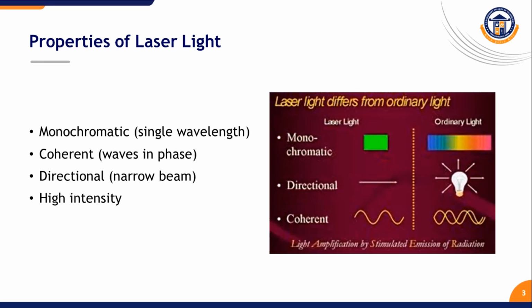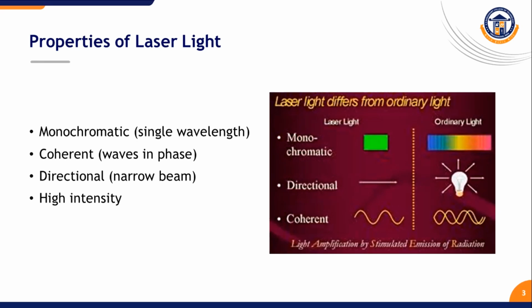And second one is coherence. It's a very important property involved in laser. That means light waves travel in the same phase. All the light beams have the same frequency and same wavelength. That means everything is in the same phase. This means they rise and fall together, making a highly ordered light beam.